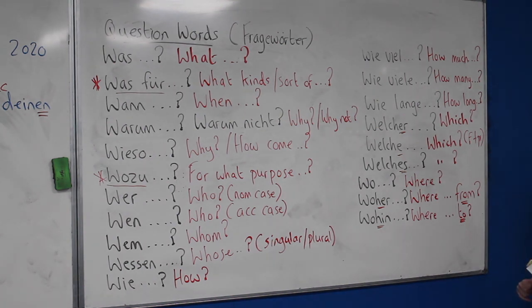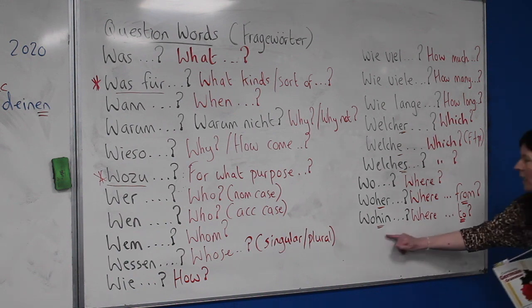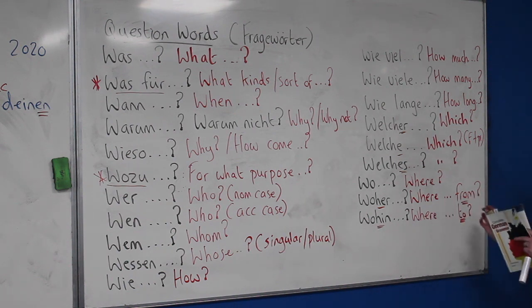Wohin is where to, okay? Where to. Wohin fährst du diesen Sommer? Where are you travelling to in summer? So German puts the hin and the wo together. We put the to at the end.